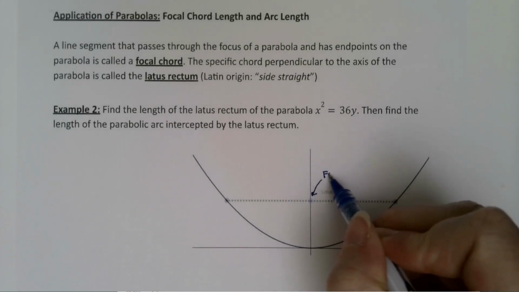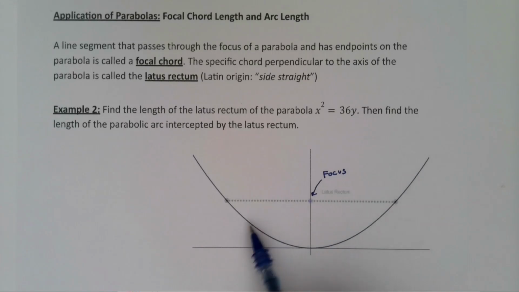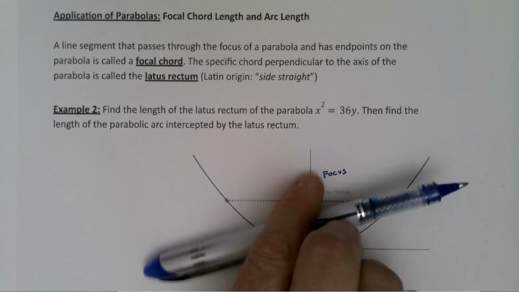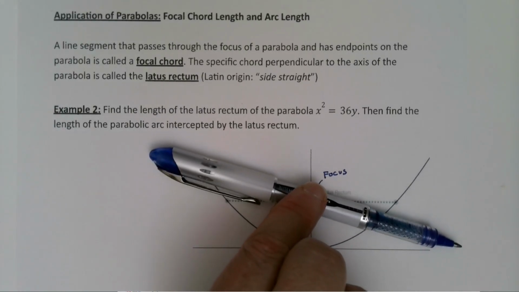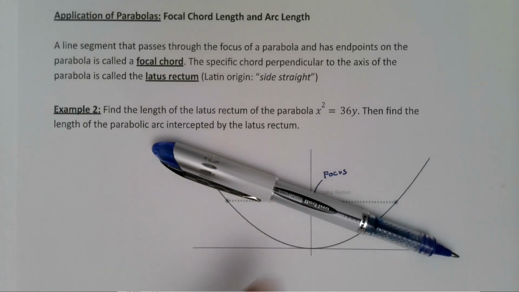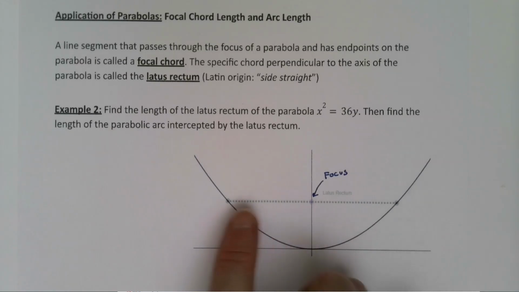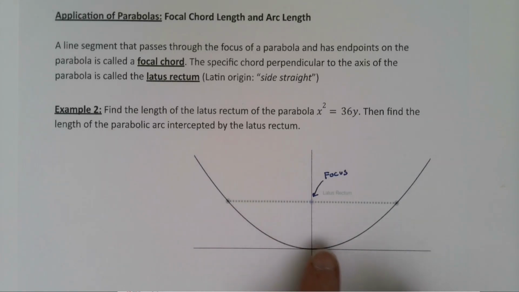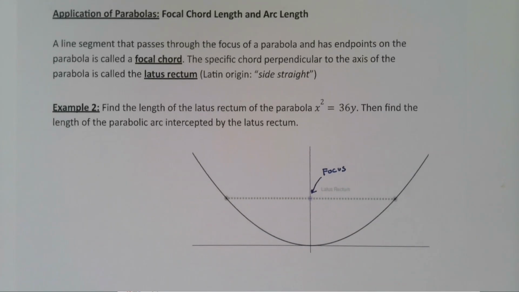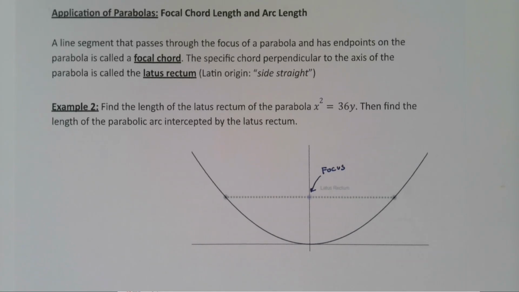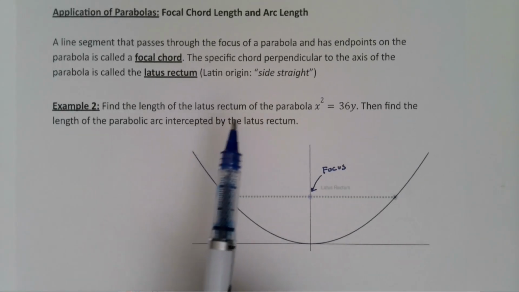There's the focus. And you can have all sorts of lines that go through that particular point and touch the parabola. But there's one in particular that passes through the focus but is parallel to the directrix. It's perpendicular to the axis of the parabola, and that's called the latus rectum. It literally means the side is straight. So now we want to find the length of the latus rectum of the parabola.